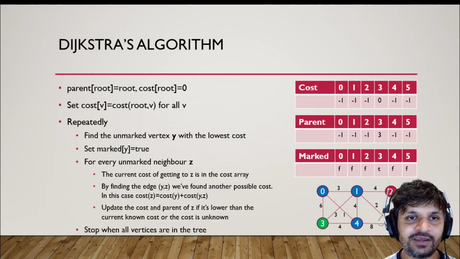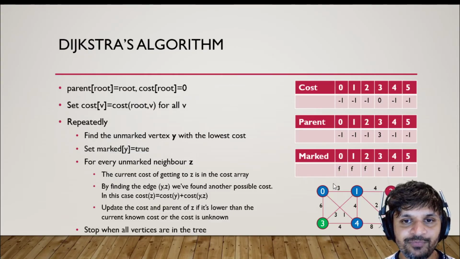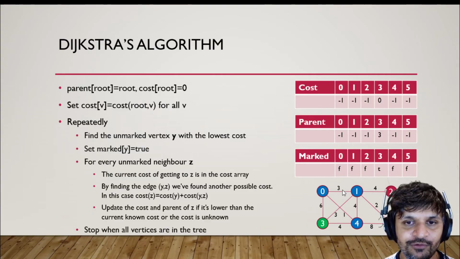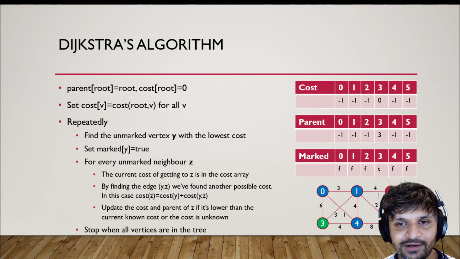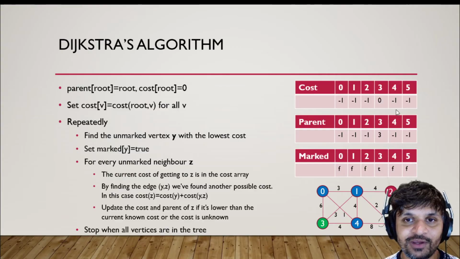Basically what it's saying is that we're looking at every neighbor of 3, and we're updating its cost to be the cost of the edge to the neighbor. That's the same as saying the cost of getting to any vertex is the cost of the edge between the root and that vertex. But for the ones that are not neighbors of 3, there is no edge, so we can't update their costs. When I put -1 here, it just means unknown. The cost is unknown and the parent is unknown.